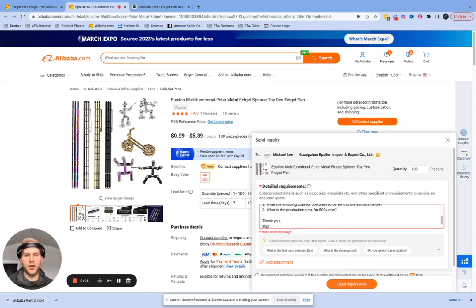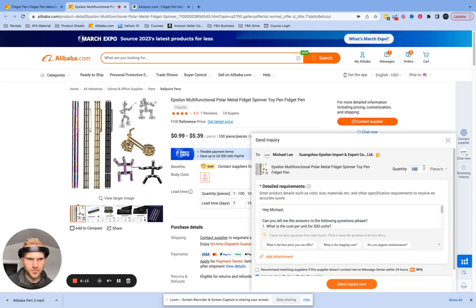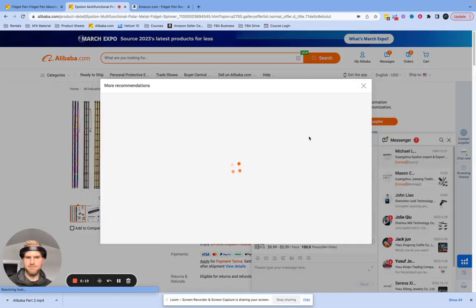Thank you, Mark. Super easy, right? It just gets right to the point. They want to get right to the point too. Feel free to change this to 500, and then you're going to click send inquiry now, right?